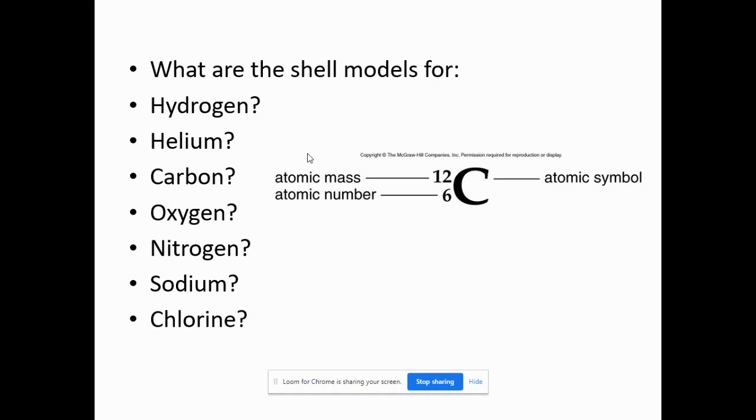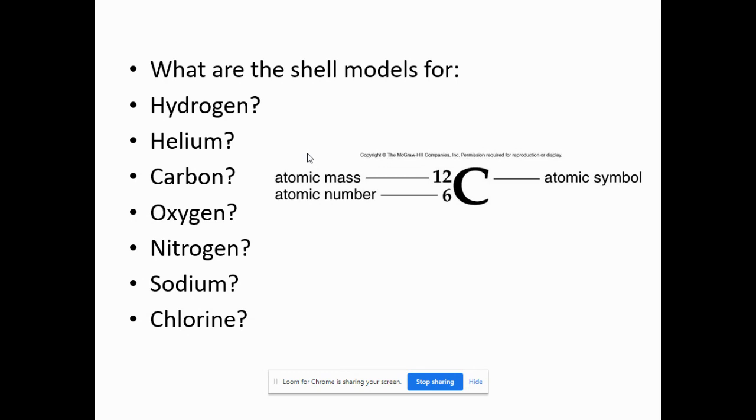Okay, so here's an exercise. So do the shell models, all right, based on the atomic number for hydrogen, helium, carbon, oxygen, nitrogen, sodium, and chlorine. Okay, practice those, and then I will upload the answers to my Talladega. All right, but here's the key here, which I haven't mentioned yet. So how do you know how many electrons these things have? Look at the atomic number.